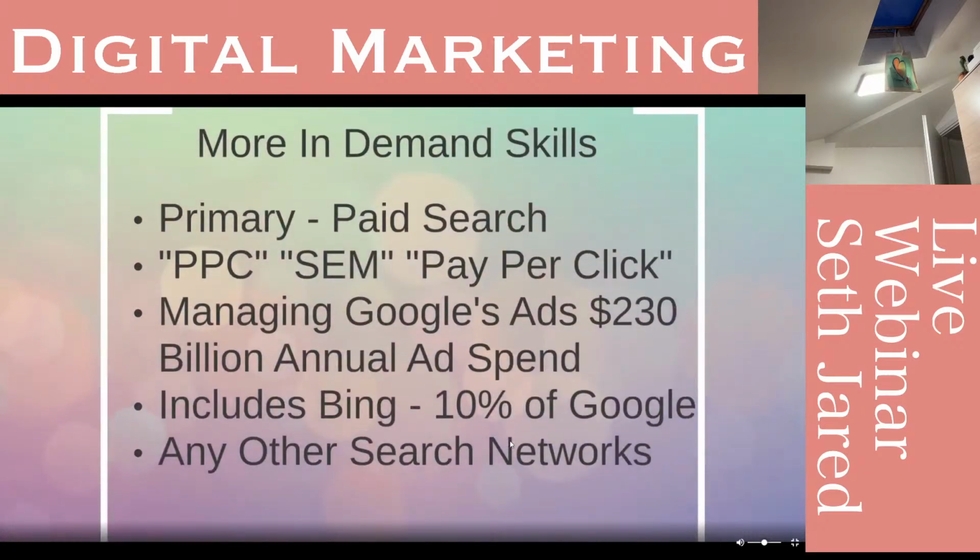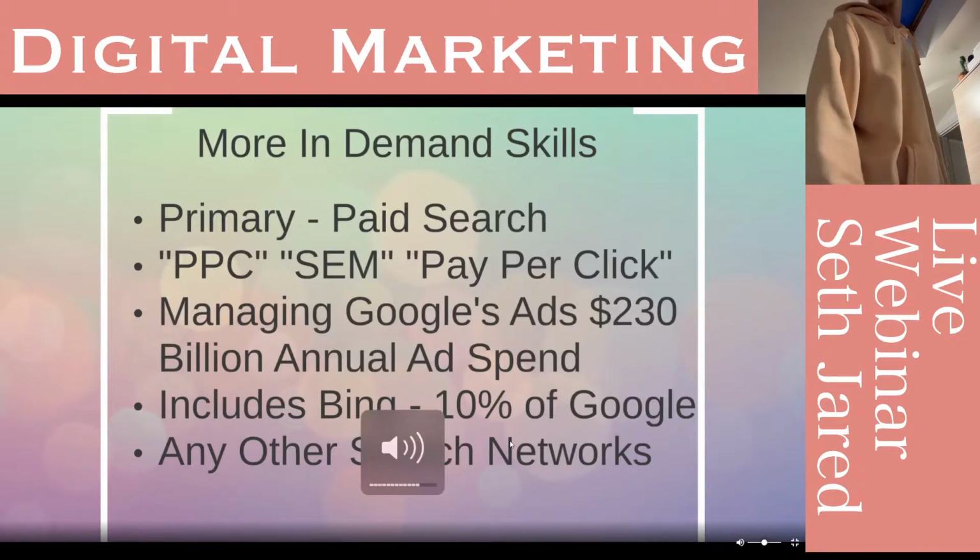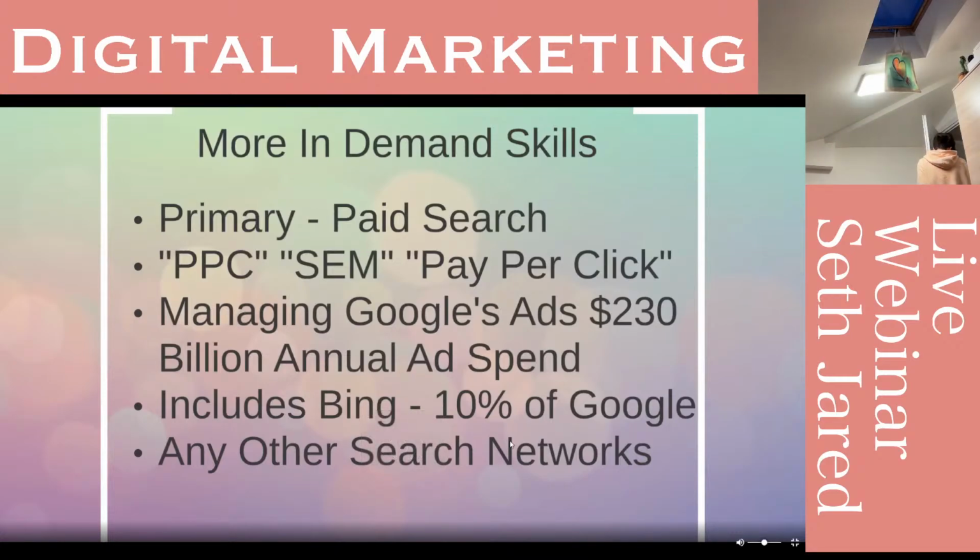So let's talk about some more in-demand skills. Now the primary one I've been talking about is paid search, Google Ads, PPC, SEM, it's the same thing. It's just different ways to say it. And this is again managing Google Ads, $230 billion annual ad spend. Whatever it is now, it's much higher at this point, but it's billions and billions of dollars. And that also includes Bing, much smaller than Google, but they also have their own search network that's very similar. And there are other search networks out there.